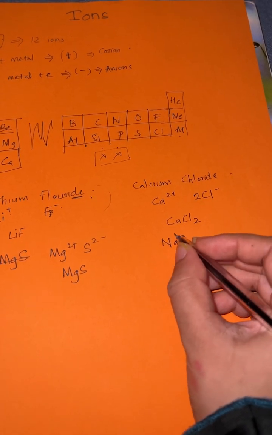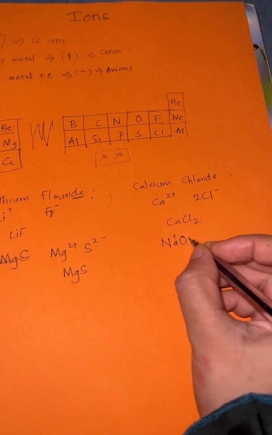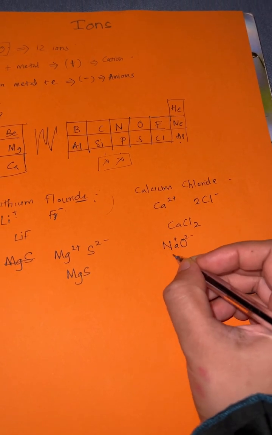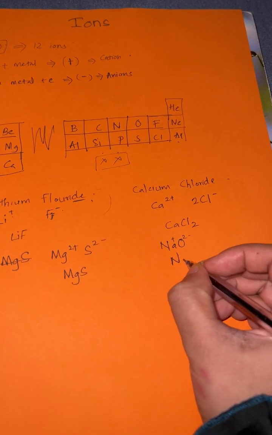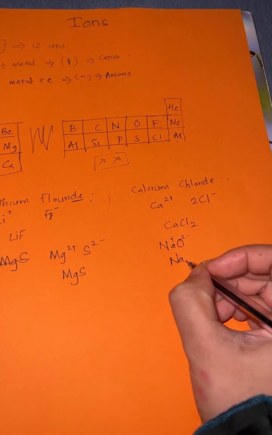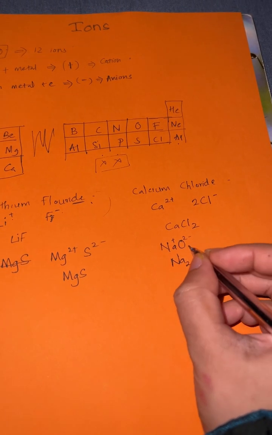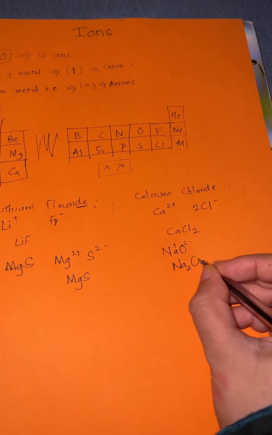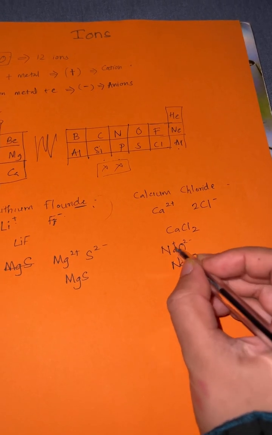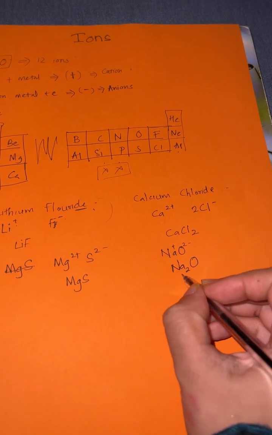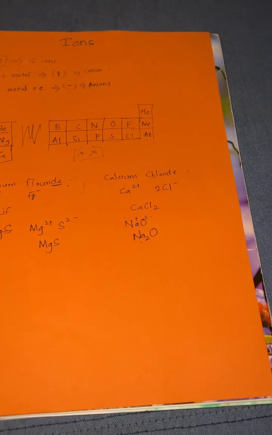Now another example, sodium oxide. Sodium has the charge Na plus, and oxide is 2 minus. So when you're writing the formula, it is Na2, because only one wouldn't balance. It's 2 minus, so we need to take 2 sodium ions. So the formula is Na2O.